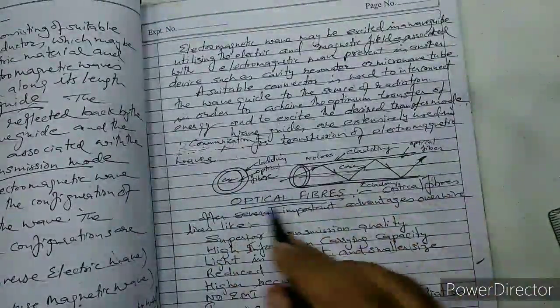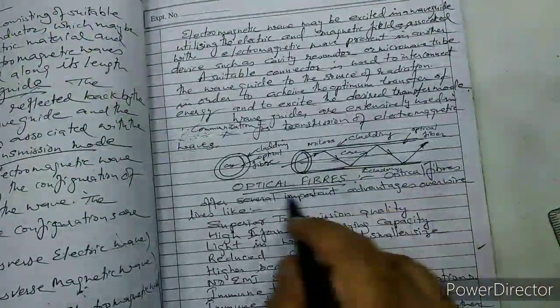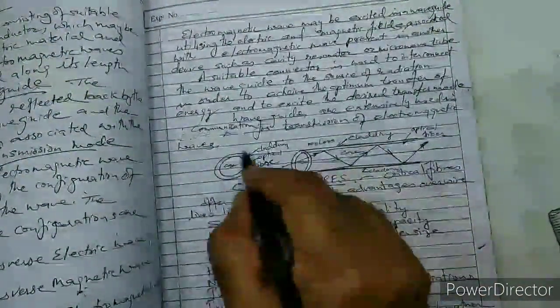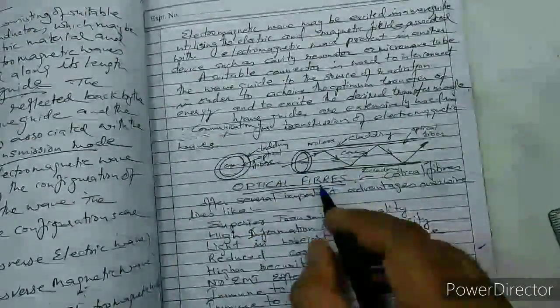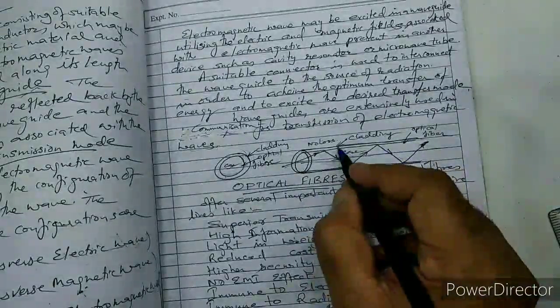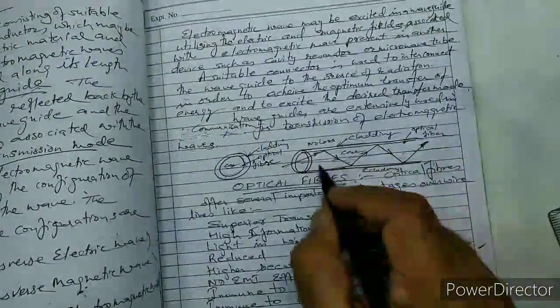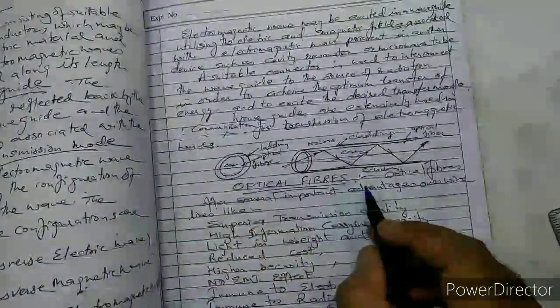Now this is the internal diagram. Okay, so here this is the outer cladding, this is the optical fiber, and this is the core. Inside the core the wave travels like this. So outer cladding, optical fiber, and the core. Now next is optical fibers.